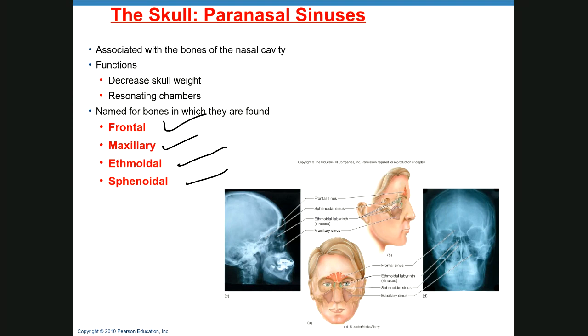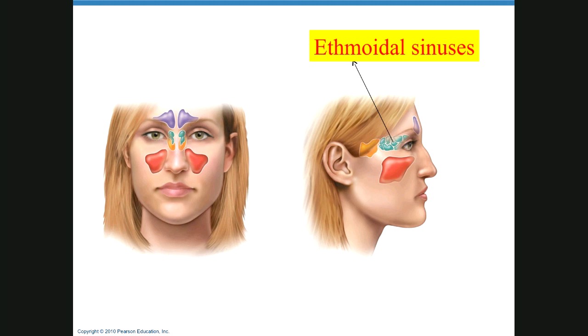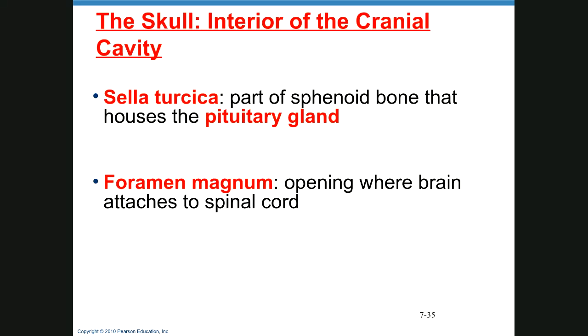So if you look at this picture right here, these two sinuses on either side of the nose are going to be the maxillary sinuses. The two sinuses here at the head are going to be the frontal sinuses. And then we have the ethmoidal sinuses in green, the sphenoidal sinuses in yellow. So you should know the bones that have sinuses.